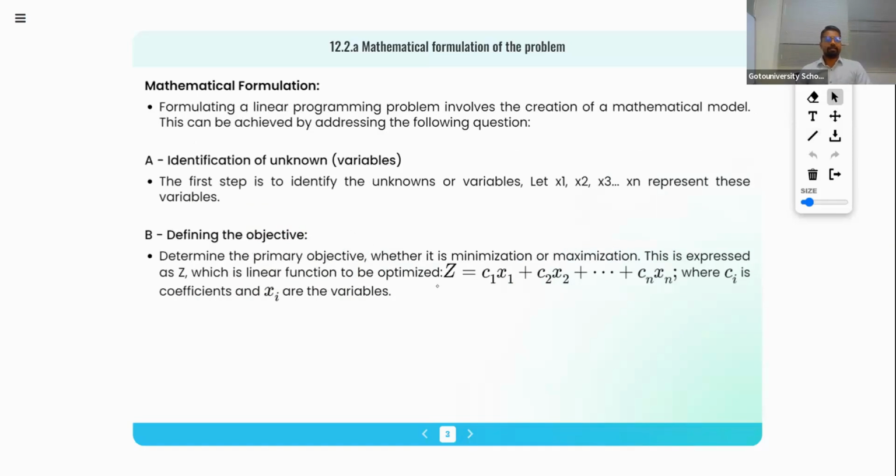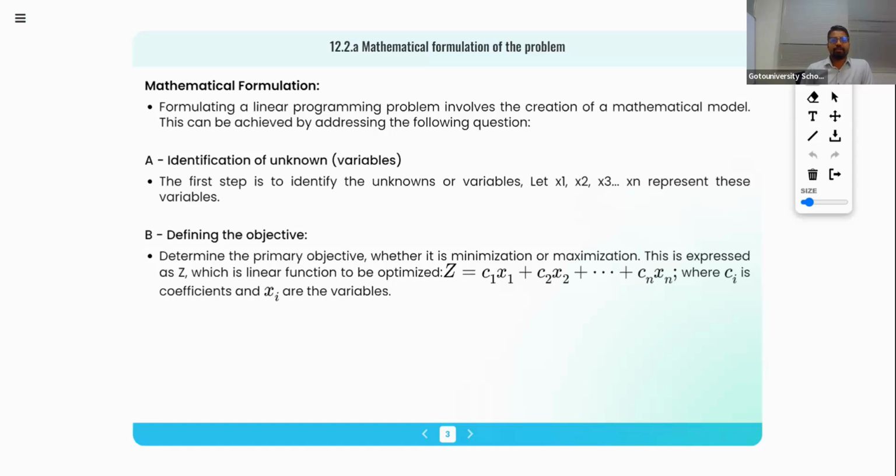How to formulate? Every time we cannot formulate randomly, we need to understand the basic rules here. So please read these rules of mathematical formulation. Formulating a linear programming problem involves creation of a mathematical model. This can be achieved by addressing the following questions. So what is the question?